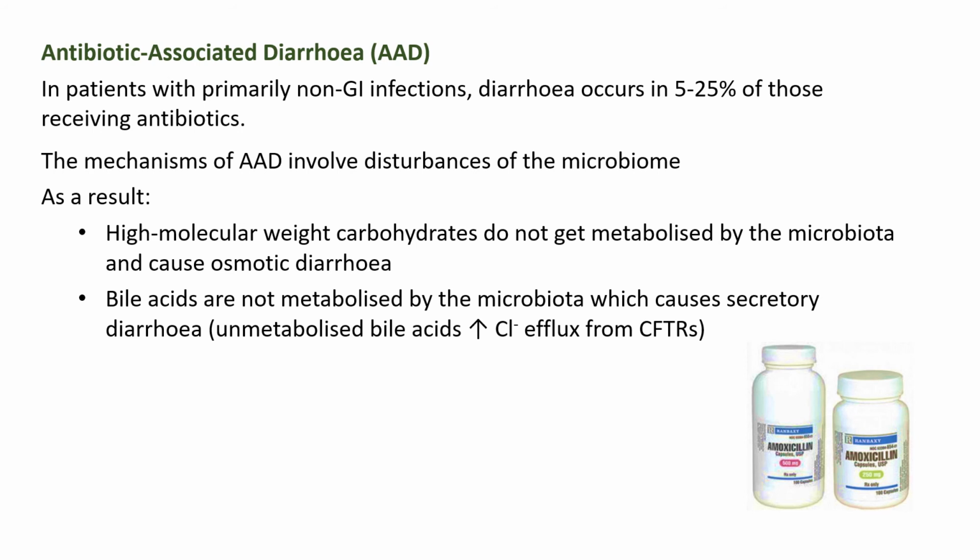Bile acids are another key thing. They tend to be metabolized by the microbiota. In this case, because the microbiota is a bit destroyed, they're not metabolized, so they tend to sit in the lumen. But what that also does is the bile acids upregulate adenylate cyclase, cyclic AMP, etc., and therefore upregulate the CFTRs. So those unmetabolized bile acids increase the chloride efflux from the CFTRs. Of course, sodium's going to follow, water's going to follow.